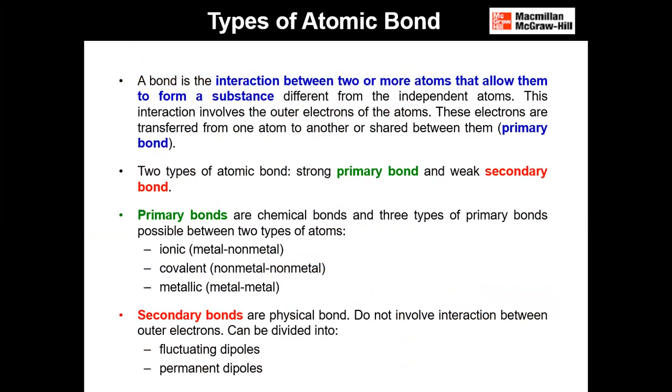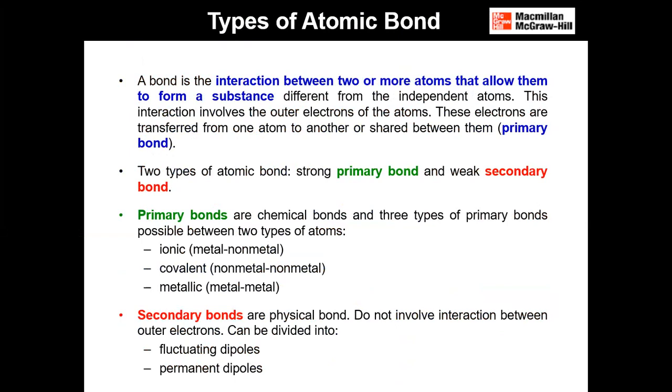So these are the types of bonding, which are divided into two: the primary bonds and the secondary bonds. The primary chemical bonds have three types: ionic, generally between metal and non-metal; covalent, between non-metal and non-metal; as well as metallic, between metal and metal. But metallic is not really a bond; it is mostly the sea of electrons itself, between metals.